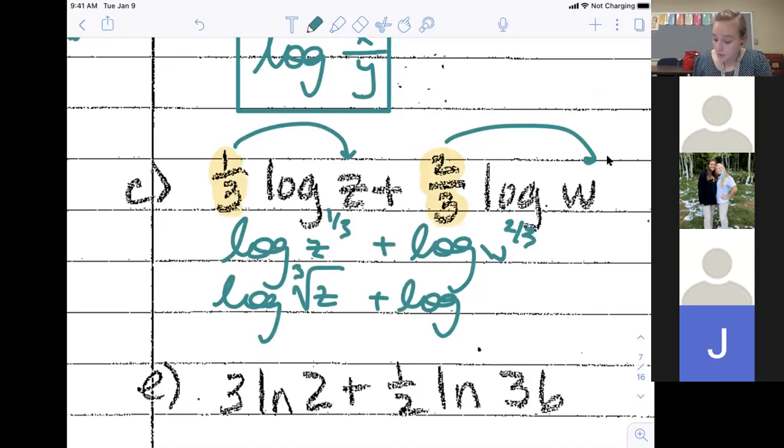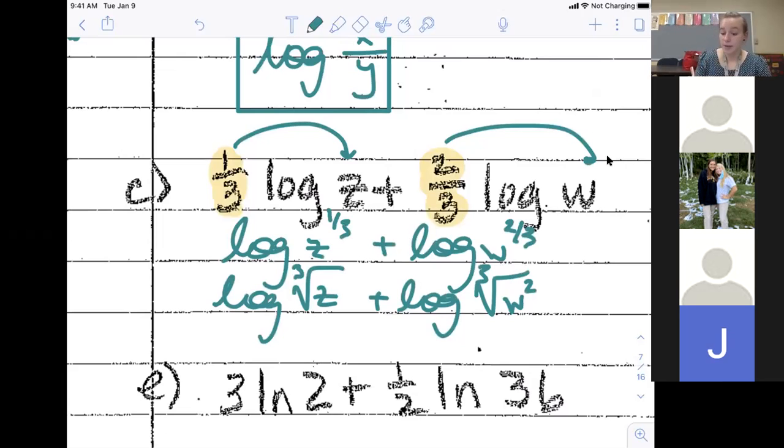So w to the 2/3 means it's also a cube root, but it means it's gonna be w squared on the inside of that cube root. So all I've done so far is made my coefficients exponents, and then I've just simplified those exponents by going from the fraction of the exponent to a radical.